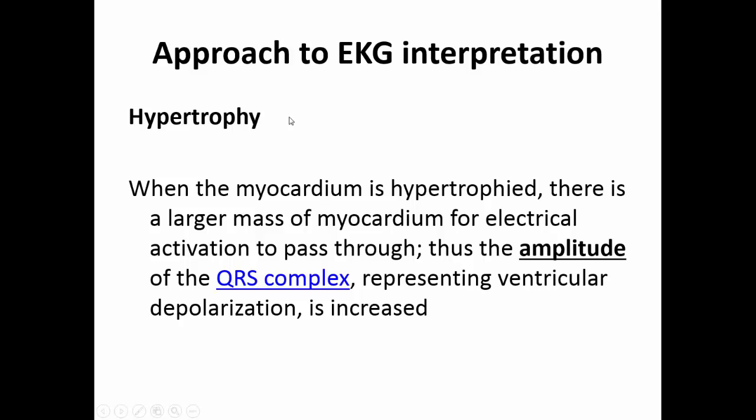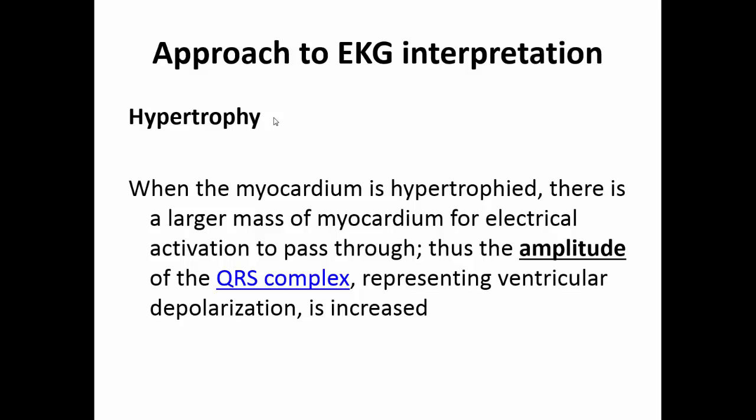Next thing we want to talk about is hypertrophy. Hypertrophy basically means a thickening of the heart. If you think about it, your heart's a muscle. When it pumps against really high blood pressure over years and years, what happens to the heart? It gets thicker and thicker because the heart has to get stronger to pump against this high pressure. When the heart gets thicker, that's called hypertrophy.